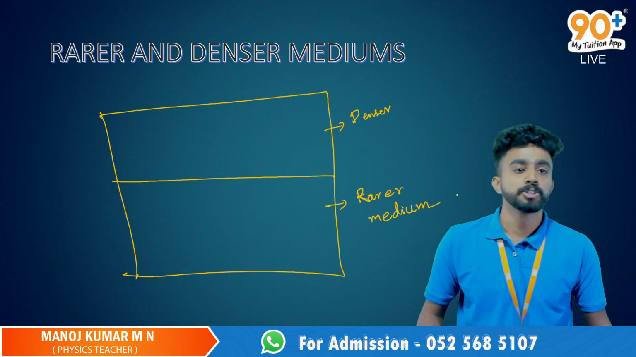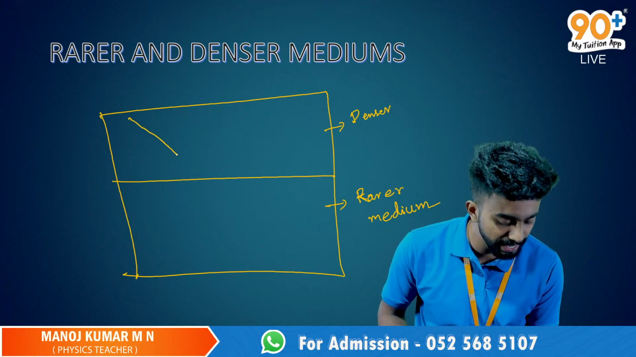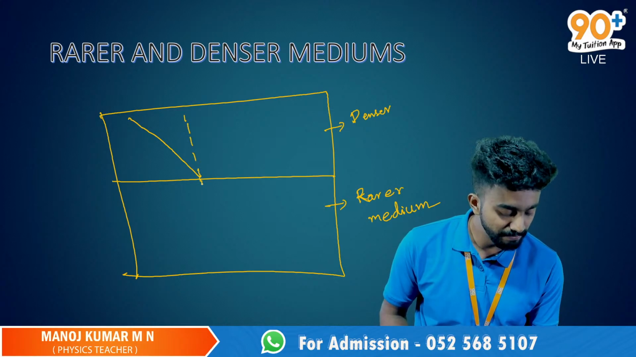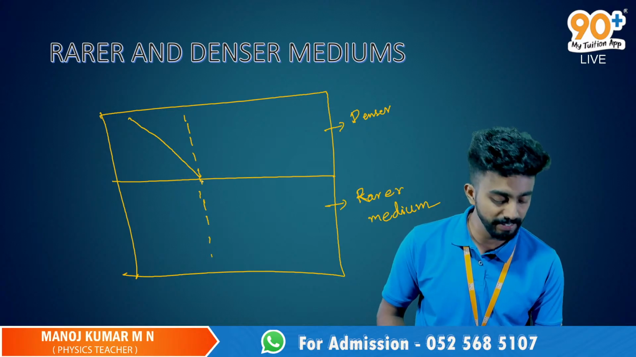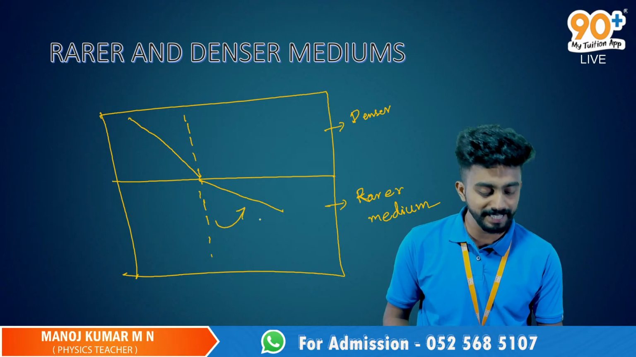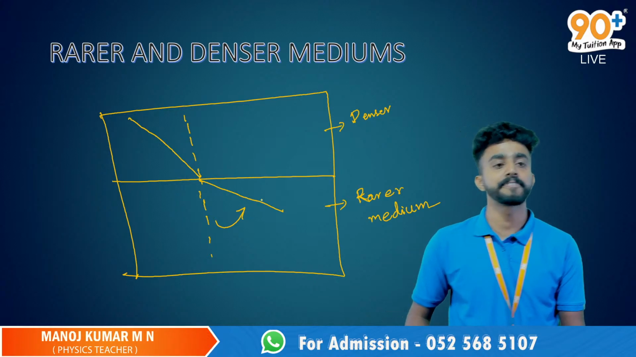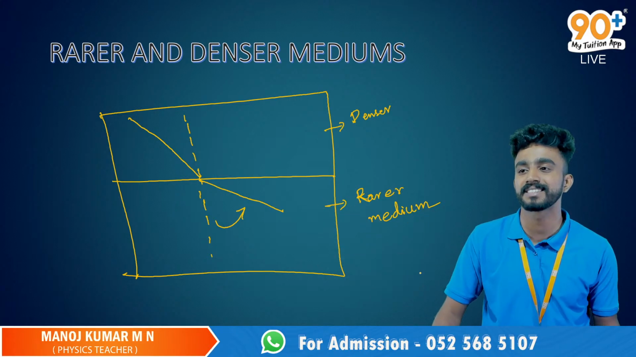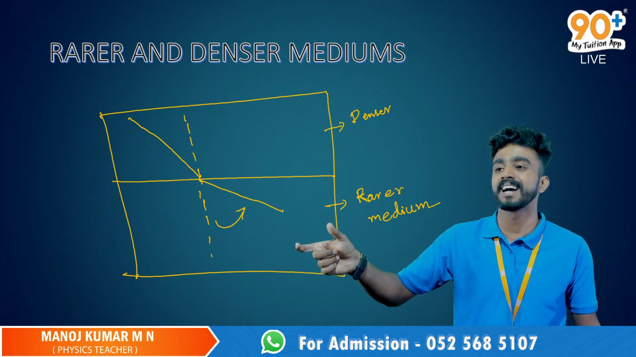Got it? When we consider an incident ray, drawn with respect to the normal, what will happen, Sridhya? The refracted ray will bend away from the normal. In the previous case it was towards the normal, but in this case it goes away from the normal. This is the refracted ray from denser to rarer. Why? In the rarer medium, light travels faster, so it can deviate more, since the particles in it are loosely packed.